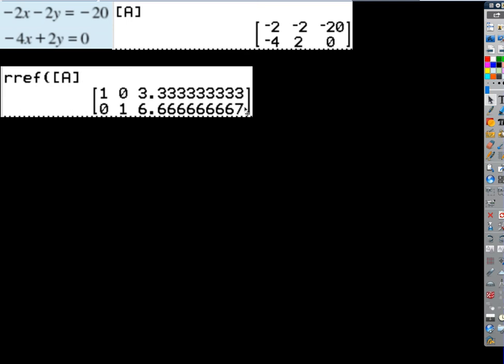What does this tell us? If you get that answer in your calculator, what's that telling us? Okay, so the first one tells us x equals 3.3. We just round to one decimal place, 3.3, right? Because that's telling us 1 times x plus 0 times y equals that number. What's the bottom one tell us? y equals 6. Okay, rounded to one place, 6.7. So we get one unique solution, don't we?